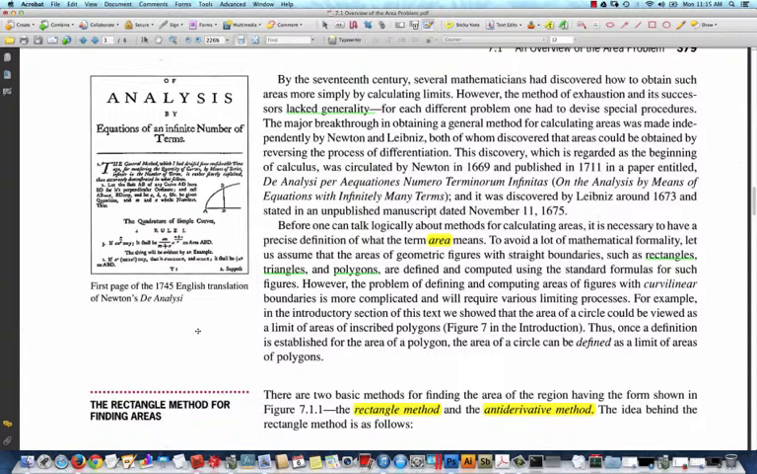However, the problem of defining and computing areas of figures with curvilinear boundaries is more complicated and will require various limiting processes. For example, in the introductory section of this text, we showed that the area of a circle could be viewed as a limit of areas of inscribed polygons. Thus, once a definition is established for the area of a polygon, the area of a circle can be defined as the limit of the areas of the polygons.